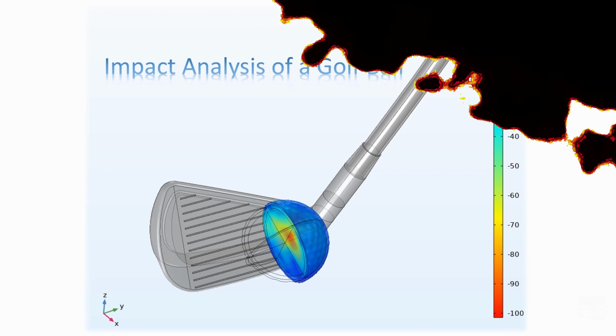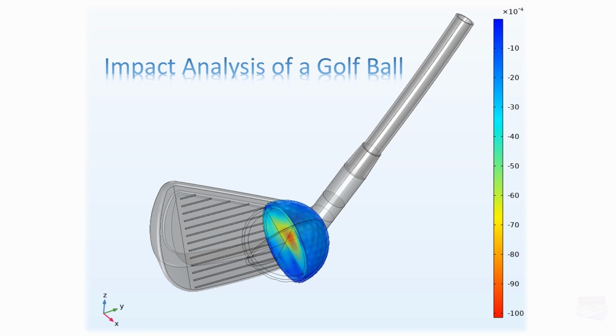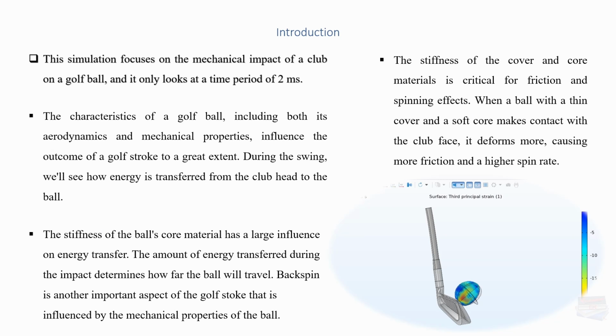We are back with another COMSOL Multiphysics tutorial with worked examples. Here we have an impact analysis of a golf ball. During the simulation, we are going to focus on the mechanical impact of when the golf club comes into contact with the golf ball. We also have to note that golf balls have some important characteristics such as the aerodynamics and the mechanical properties, and these influence the outcome of the stroke. We look at the energy that is transferred from the club to the ball.